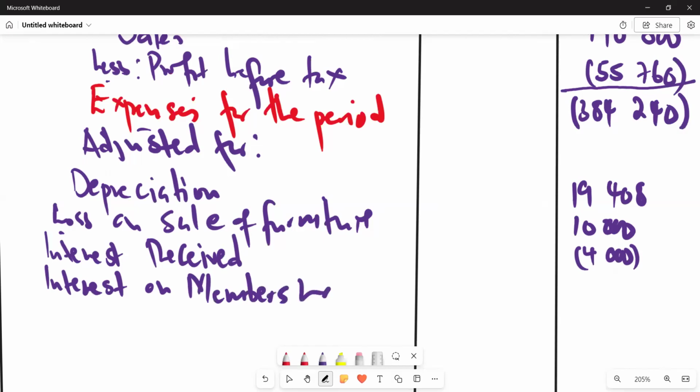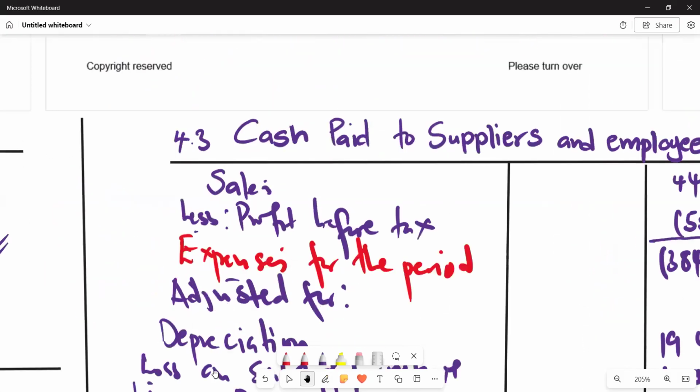Interest on members' loan. The figure that we identified there was 20,712. We show it as a positive because this is an expense. Initially it was subtracted, so you are now doing the reverse. And then having that, we also check if you have got salaries to members. Salaries to members is also supposed to be adjusted at that point.